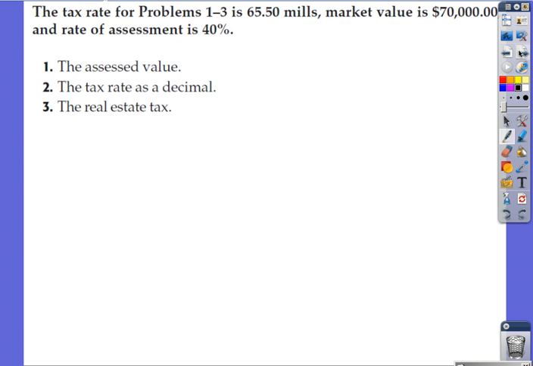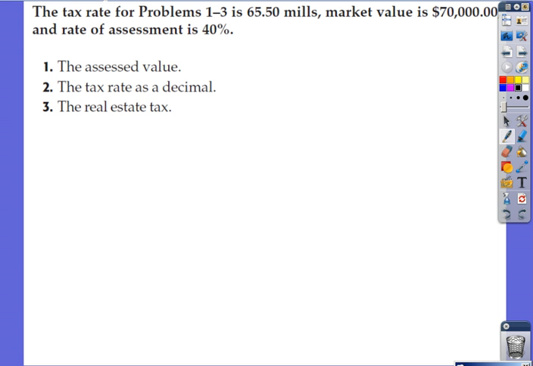Okay, now this is problem 1, 2, and 3 on your homework. It says the tax rate for problems 1 through 3 is 65.5 mills, market value is $70,000, and rate of assessment is 40%. Go ahead and push pause, work problems 1, 2, and 3, resume when you're ready.